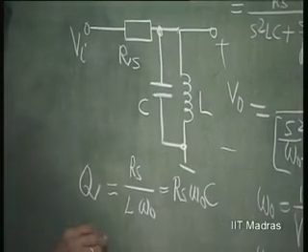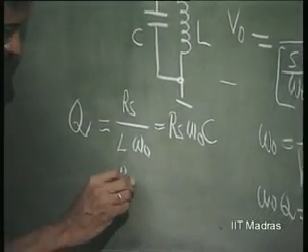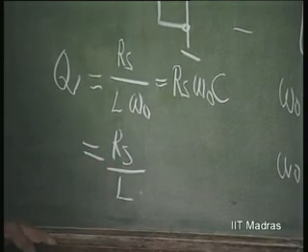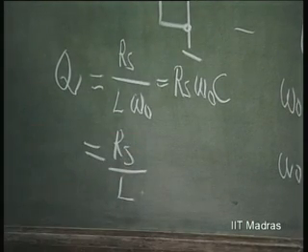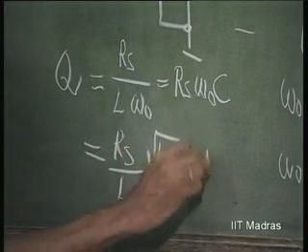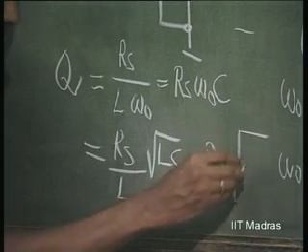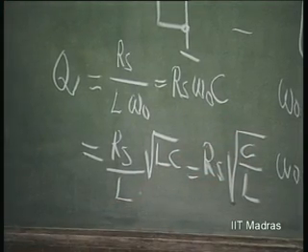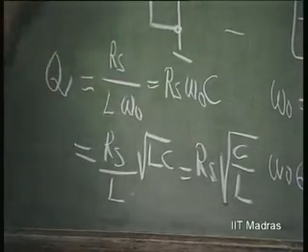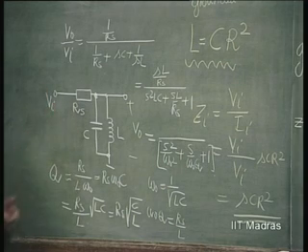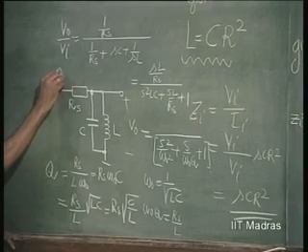So, this is equal to Rs by L divided by omega naught. 1 by omega naught is equal to root L into C, so this is Rs into root C divided by L. This is known to you for a passive network. So, you can therefore fix the center frequency of this band pass. This is called a band pass filter.